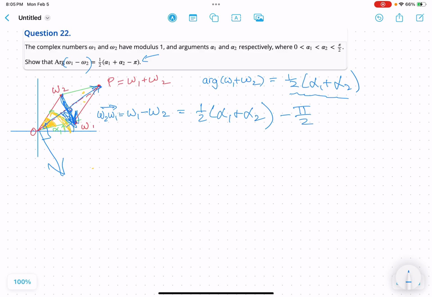That gives us what we want, because if we have a look at it, they all factorise by one on 2, and we get that. So the argument of W1 minus W2 is equal to half of alpha 1 plus alpha 2, minus pi.